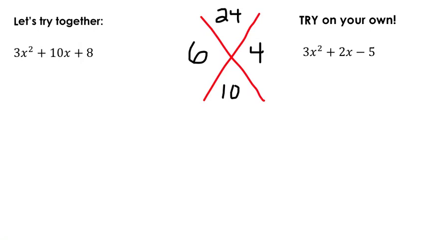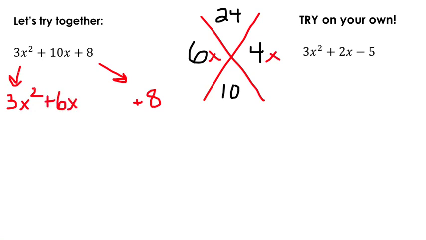Next step is just rewriting our expression. So we're going to bring down our a term and our c term. So I have 3x squared, and then I have my plus 8 to close that off. And we're breaking up that b term into my two terms of 6x and 4x. So I could write my plus 6x and plus 4x right in that expression.